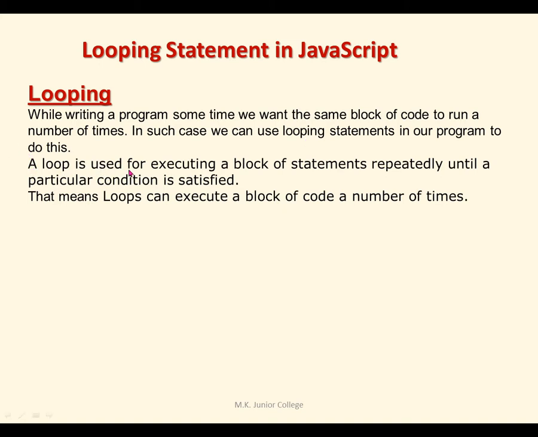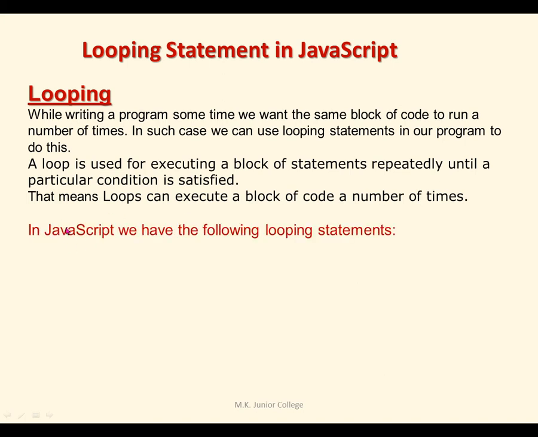A loop is used for executing a block of statements repeatedly until a particular condition is satisfied. That means a loop is used whenever we want to execute a block of statements a number of times till some condition is satisfied. A loop can execute a block of code a number of times. Till the condition is satisfied, you can execute a block of code with the help of a loop.